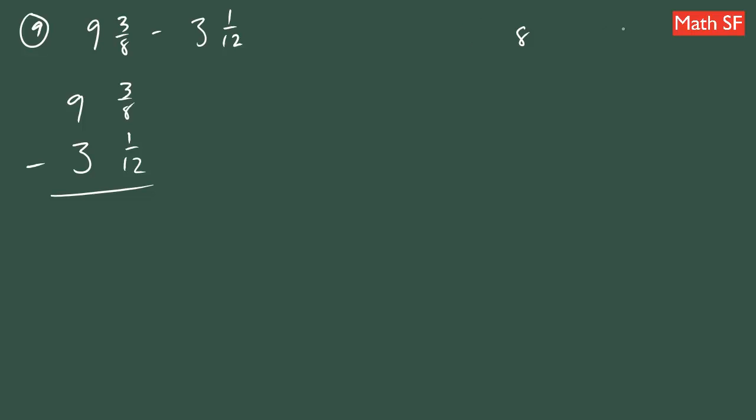Let's see. 8 and 12. 8 is going to be a 4 times 2, 2 times 2. Bring this 2 down. And 12 is going to be a 4 times 3, and this is a 2 times 2.